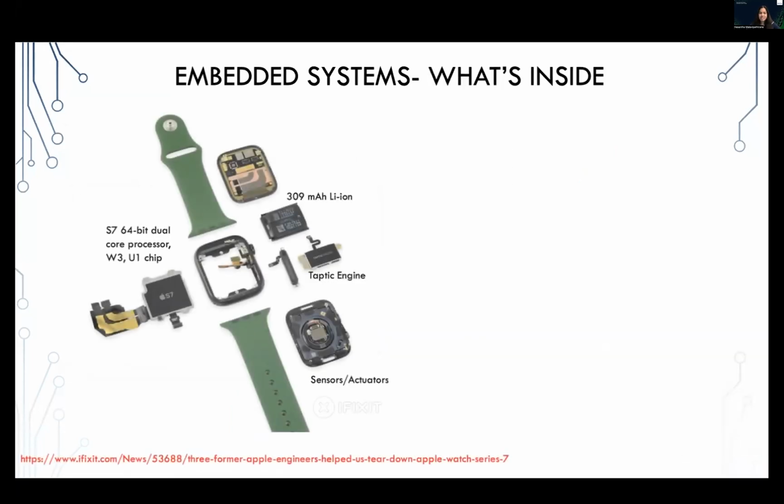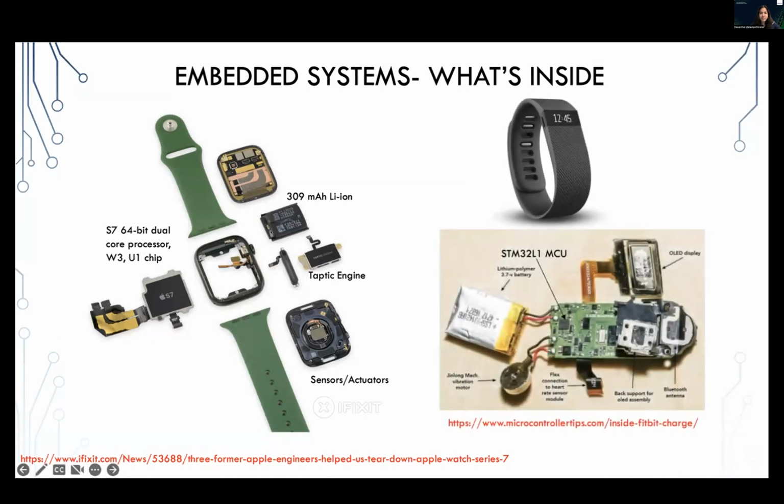So inside an embedded system, what are the main components? I'll give you an example with the Apple Watch 7. This is a dissected image of the Apple Watch 7. So it has a controller, in this case, the S1 64-bit processor. This is a microprocessor-based embedded system. So it has a processor and a small battery, and then sensors and actuator devices.